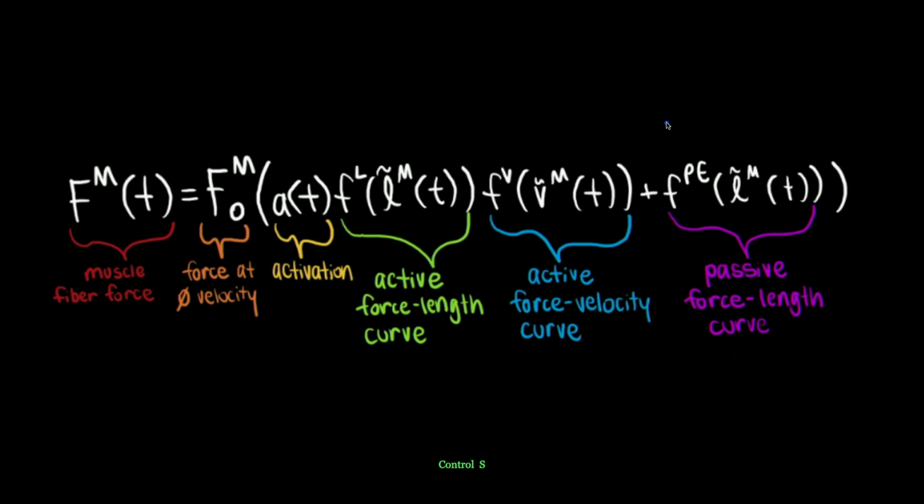In order to find the muscle fiber force, you need to factor in the force at zero velocity, activation, the force from the active force length curve, the active force from the force velocity curve, and the passive force from the force length curve. Let's try to simplify the equations for the following four conditions.